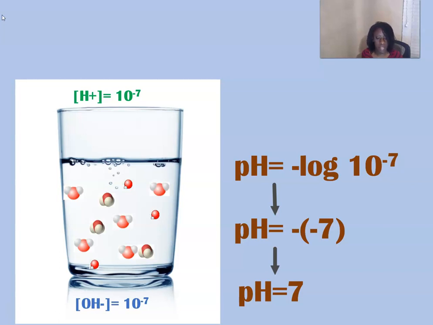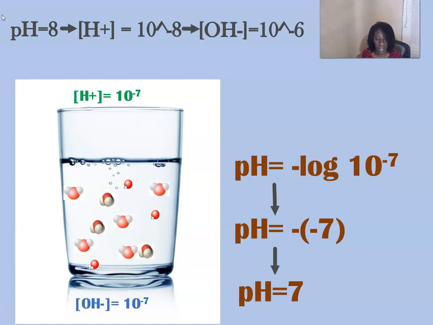So let's say we have a solution that has a pH of 8. That means that the concentration of hydrogen ions is 10 to the negative 8. Okay, so we take 14 minus 8, which is 6. So that means that the concentration of the hydroxide ions is going to be 10 to the negative 6. Okay, so you can't plug the hydroxide into your pH formula, but once you know the pH, then you know the concentration of the hydrogen ions. If you know the concentration of the hydrogen ions, subtract that from 14, and you'll get the concentration of the hydroxide ions.